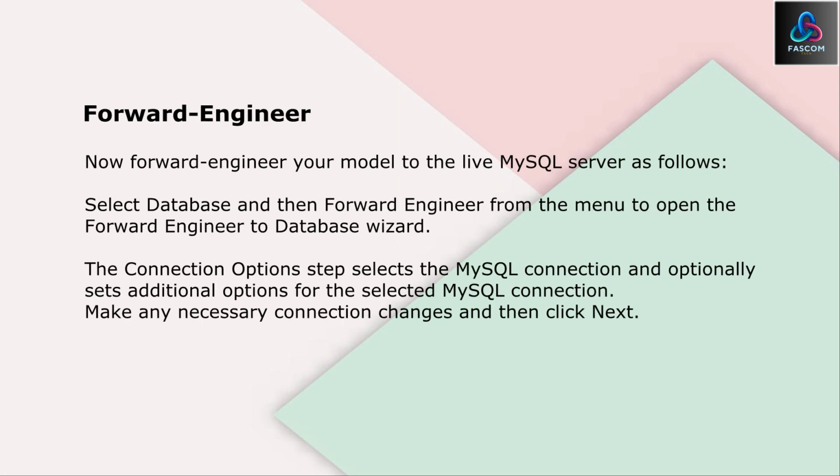Forward engineer. Now forward engineer your model to the live MySQL server as follows. Select Database and then Forward Engineer from the menu to open the Forward Engineer to Database wizard. The Connection Options step selects the MySQL connection and optionally sets additional options for the selected MySQL connection. Make any necessary connection changes and then click Next.